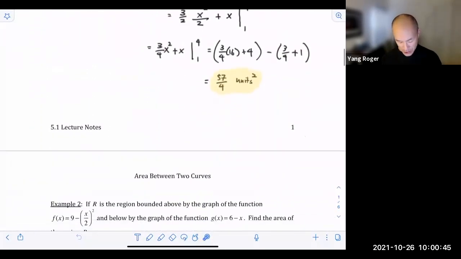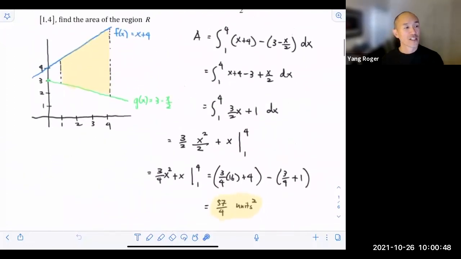Did anyone have any questions about this early part before I start another, more complicated example? No questions. All right, cool.